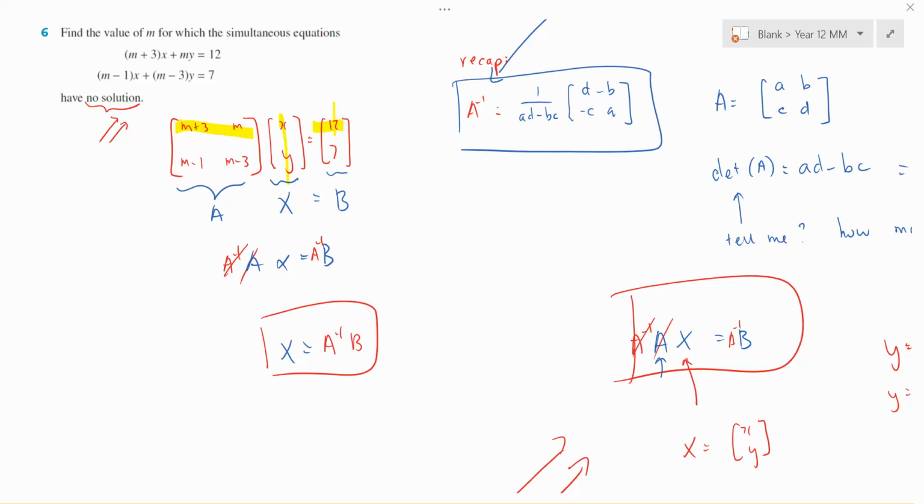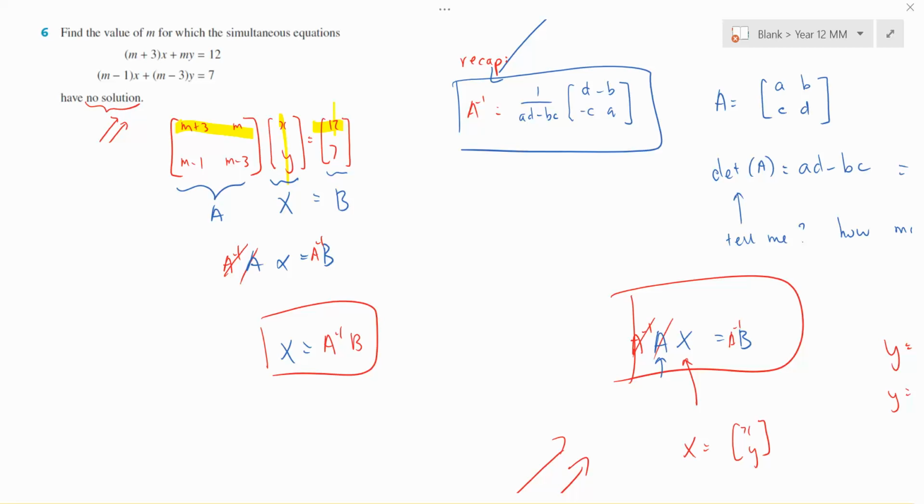So all you have to look for now is, this is matrix A, your determinant, which is over here, AD minus BC. We're just checking if m plus 3 times m minus 3 minus m times m minus 1 gives you 0. And what values of m will I get 0? Because once you know what values of m make it 0, you know the inverse won't exist. If the inverse doesn't exist, you can either have a parallel line or you have infinitely many solutions. See what I'm trying to say? It's just like a sort of domino effect.